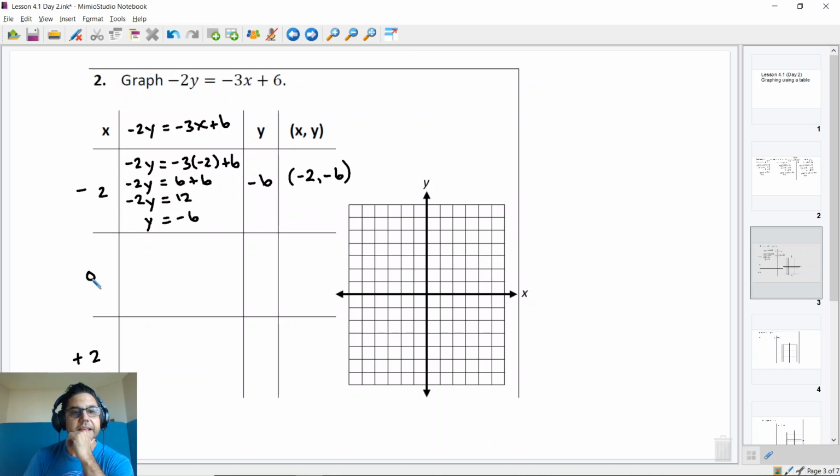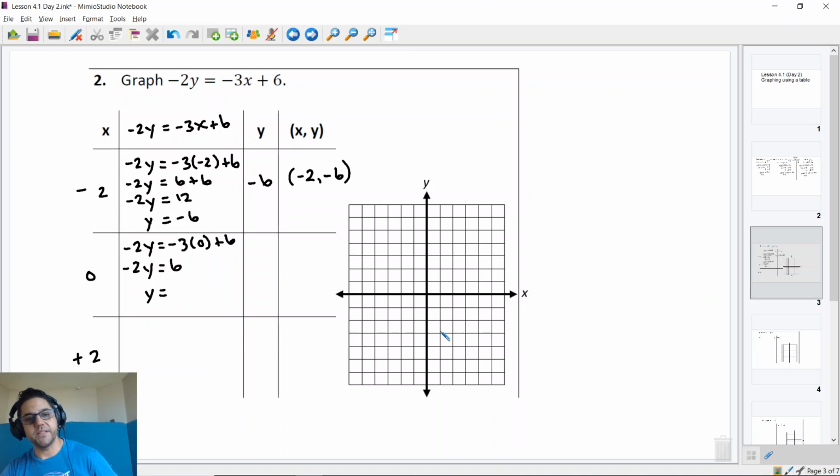All right, let's substitute our 0. Remember, that's for our x. So we have -2y is equal to -3 times 0 plus 6. So I really can just ignore that, right? -2y is equal to 6. So what is y going to be then? Because again, 0 plus 6 is 6. -2 times 3 is -6. So -2 times -3 is +6.